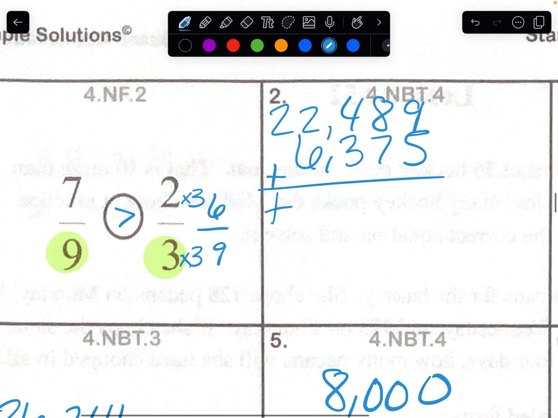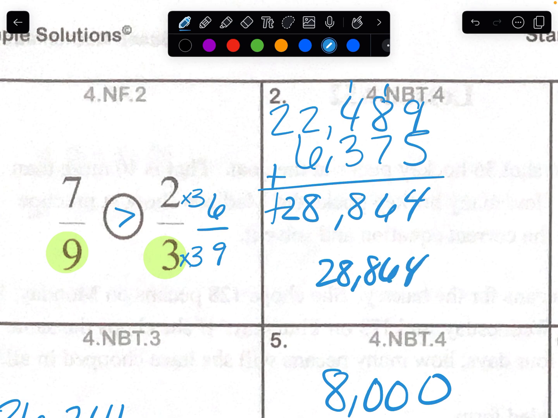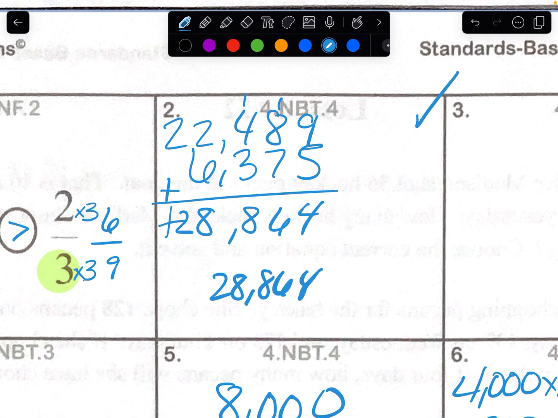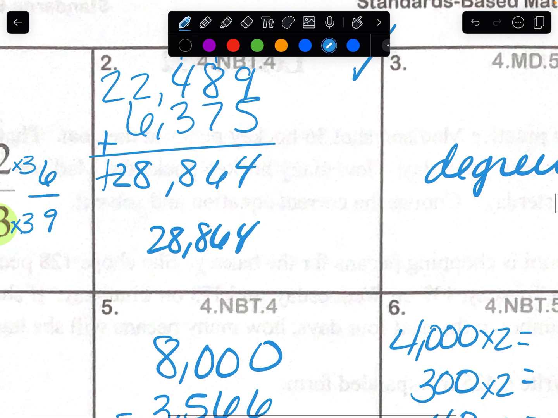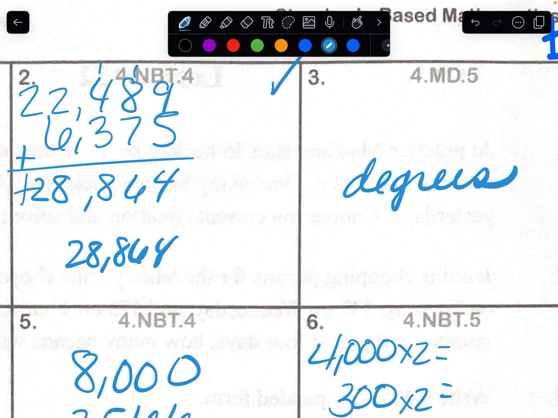All right, number 2, we are going to add, for 28,864 is the sum. All right, number 3 is angles are measured in what? That blank should be degrees. Degrees. Angles are measured in degrees.